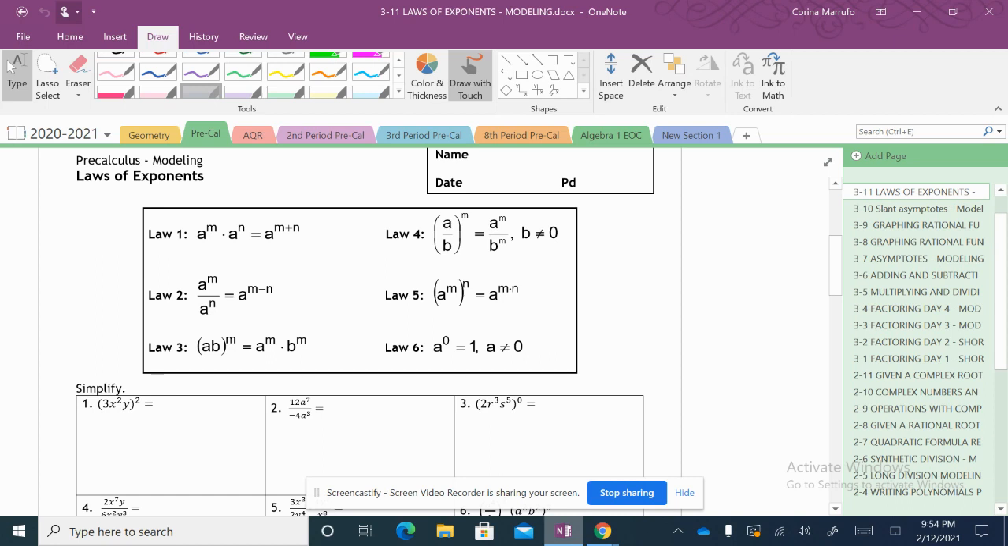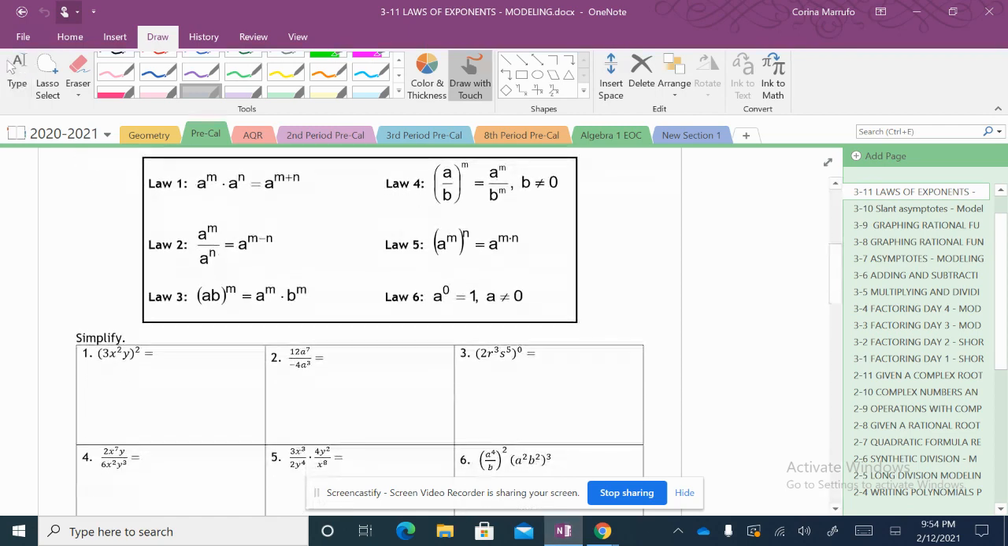Alright, so we're going to move into the laws of exponents, which is a little bit of a review of Algebra 1 and Algebra 2. So we're going to review some of the laws. On here we have our law number 1.